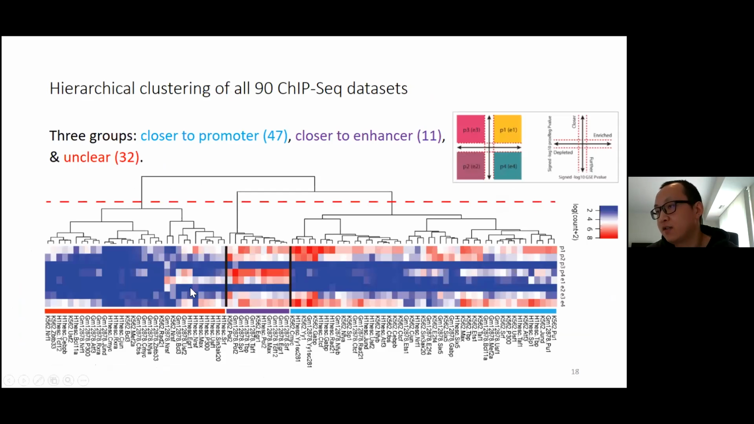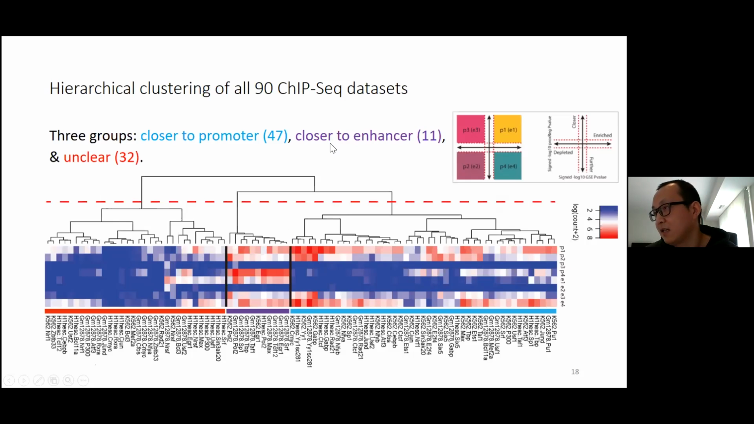So here is the result of all 90 ChIP-seq data set hierarchical clustering results. It showed that there are 3 different groups. The first group is the blue group here. Those TFs show a pattern that they tend to be closer to promoters.